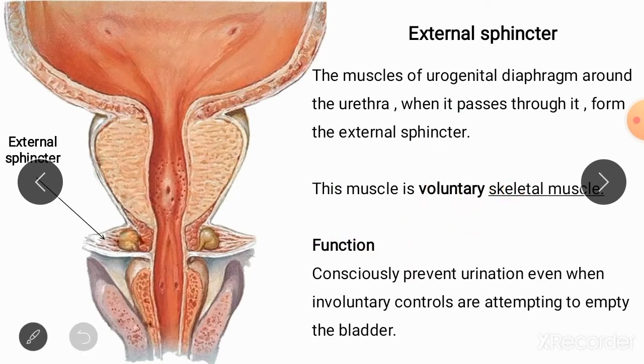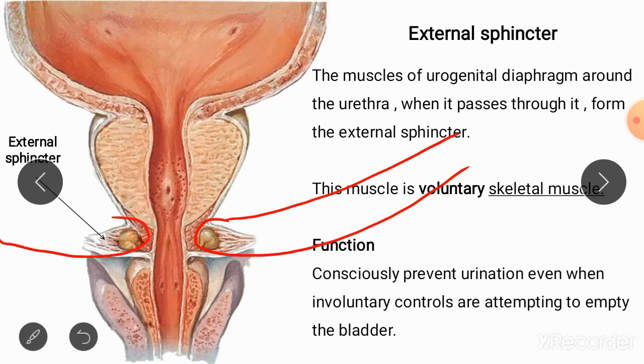Let me repeat that the external sphincter is formed by the skeletal muscles of the urogenital diaphragm. What is the urogenital diaphragm? It is basically the pelvic floor, the floor of your pelvis, and it is made up of skeletal muscles, and it is pierced by all the tubes which are to open in the external environment.